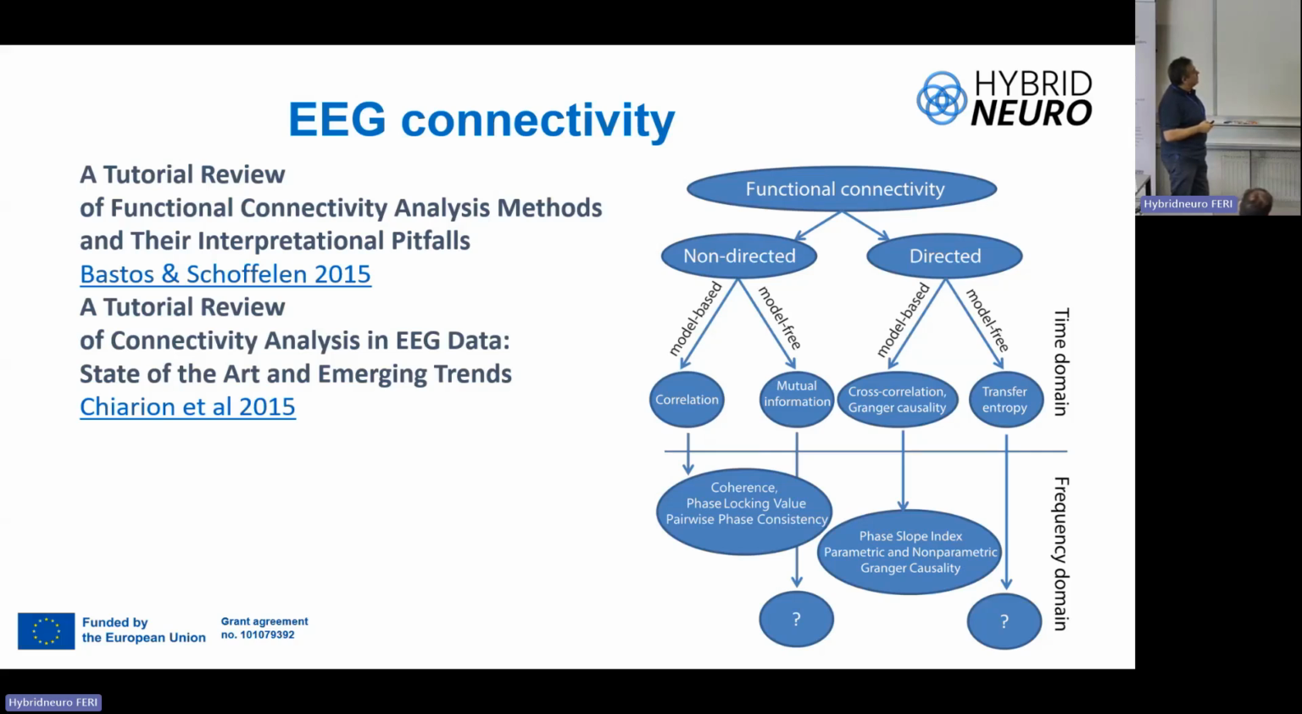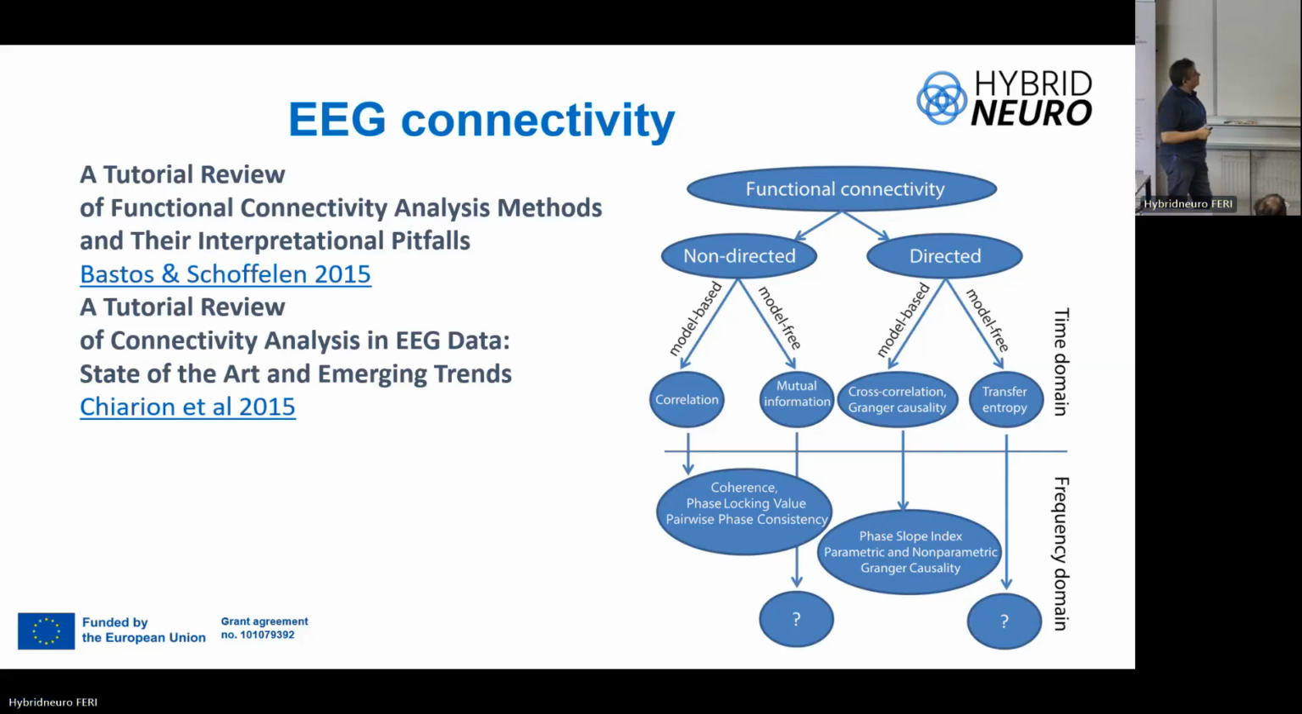Here: model-based, model-free, correlation, mutual information, cross-correlation, Granger causality. Well, cross-correlation for me is here. I don't know why they put it there, because cross-correlation is non-directed. But this is copy-pasted from the article, from the tutorial review. And transfer entropy is clearly model-free and also directed. And this is in the time domain, also in the frequency domain.